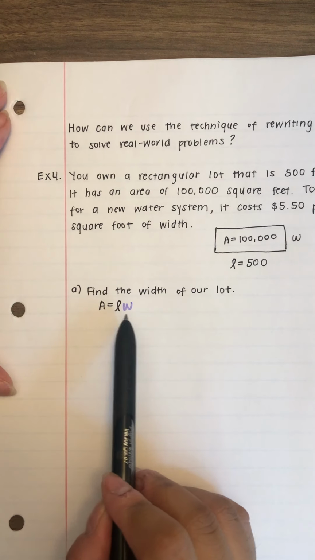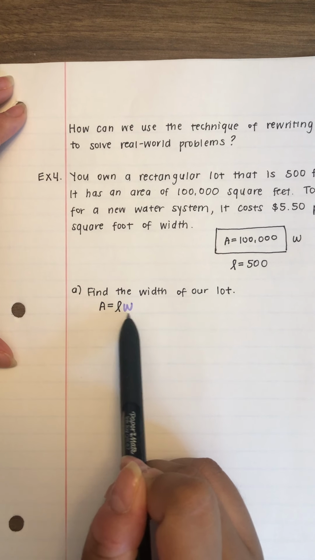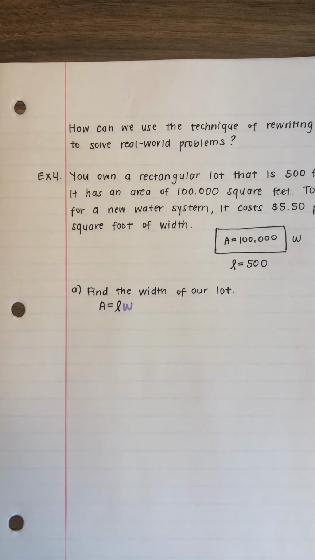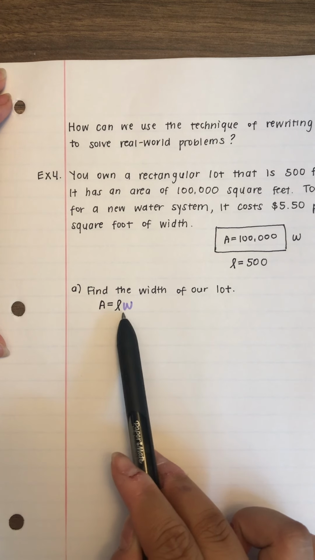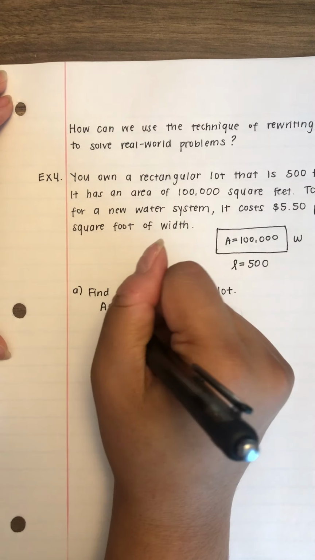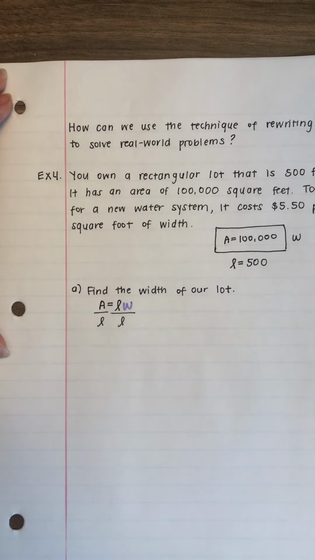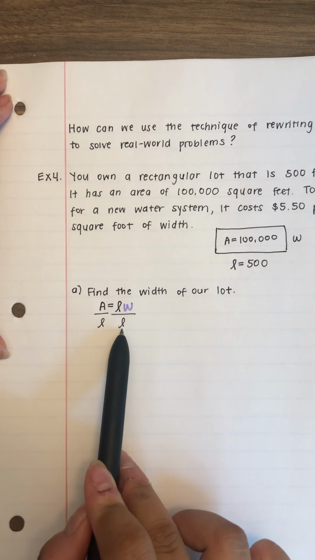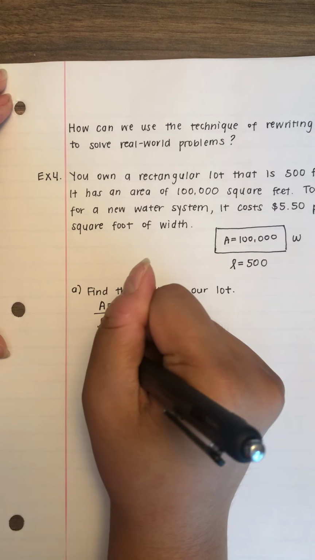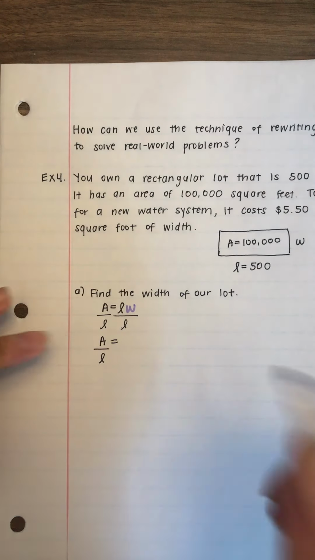Remember, a constant and a variable right next to each other, or in this case, a variable and a variable right next to each other, will always indicate multiplication. We want to isolate this W. So to undo the multiplication that's happening, we're going to divide both sides by L. The L and the L give us a 1. So we're left with A divided by L, which is going to give us width.